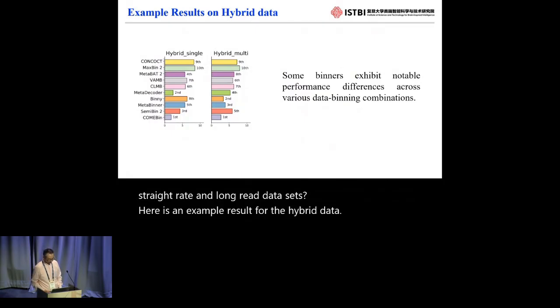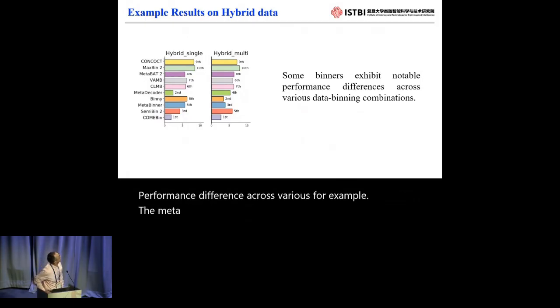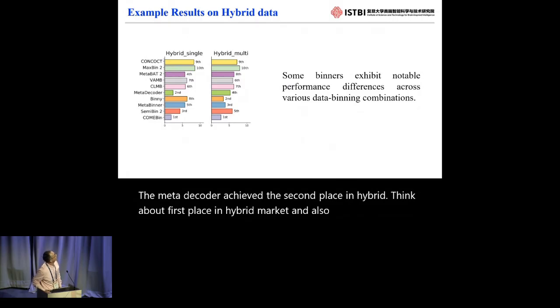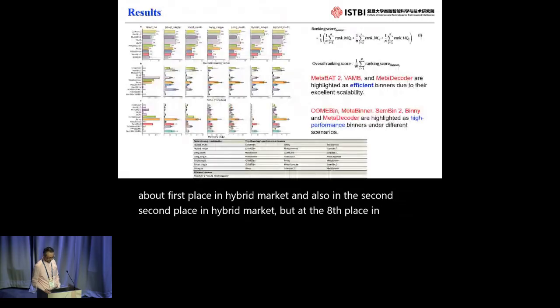Actually, we can see some binners exhibit notable performance differences across various data-binning combinations. For example, MetaDecoder achieved second place in hybrid single, but fourth place in hybrid multi. And also, binning achieved second place in hybrid multi, but eighth place in hybrid single.